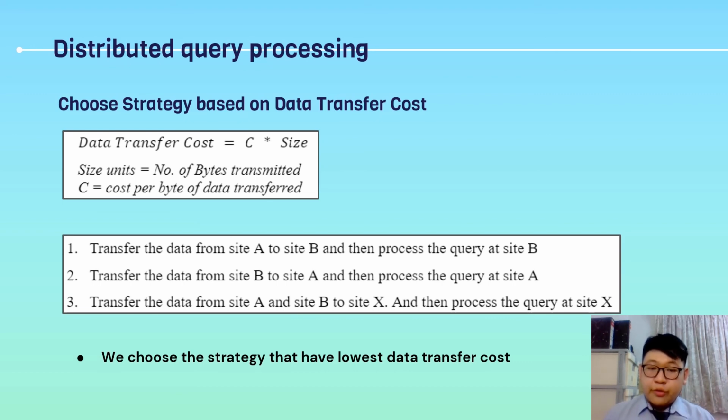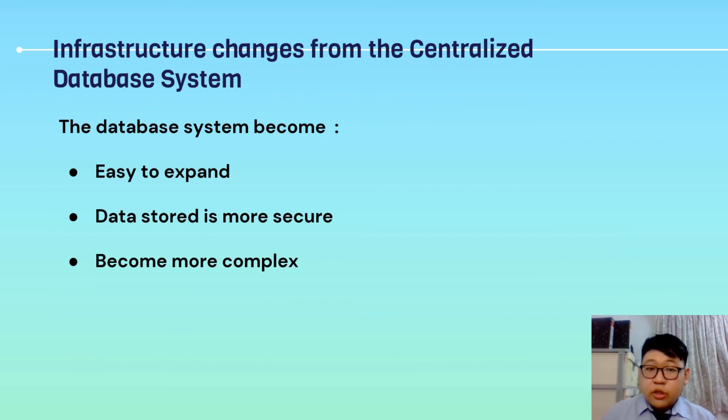For the infrastructure changes from the centralized database system to the distributed database system, the system has become easy to expand, the data stored is more secure, and the system has become more complex.